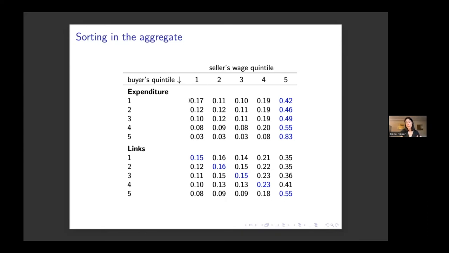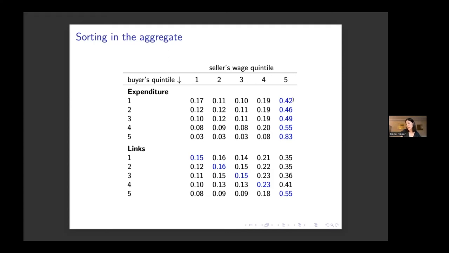So all rows here add up to one, right? Because for each buyer, let's say this is the lowest wage, the buyers in the lowest wage quantile, this gives the distribution of their purchases from different types of suppliers. Now, there are two messages here. First, if you look at the fifth column, it is always dominating the rest. Why? Because high wage suppliers are also large firms. So regardless of the wage quantile of the buyer, since they are also big, they are dominating the purchases of different buyers.